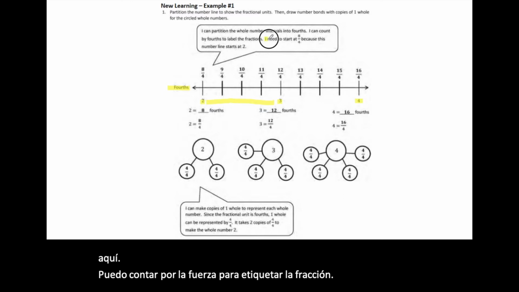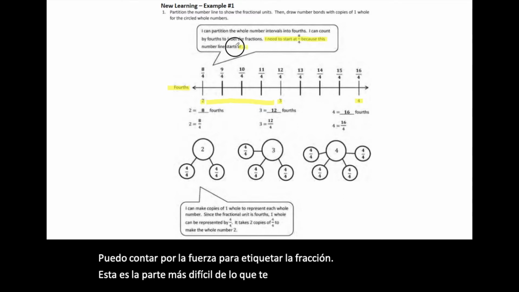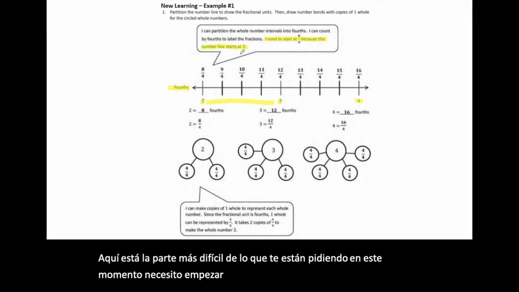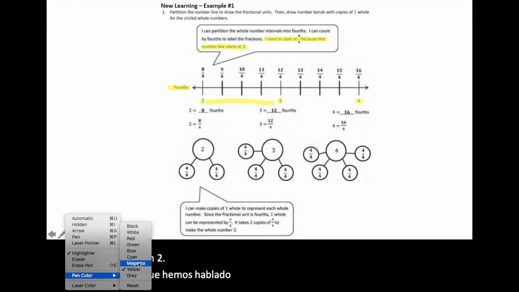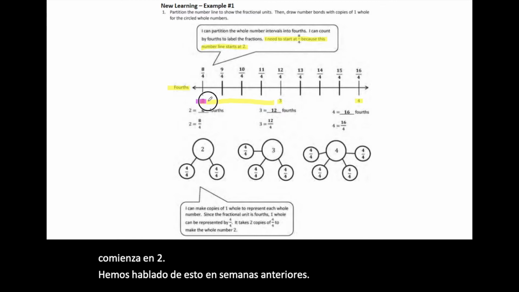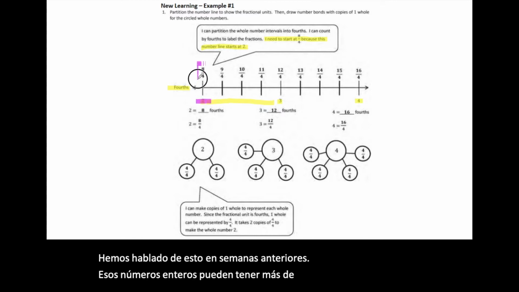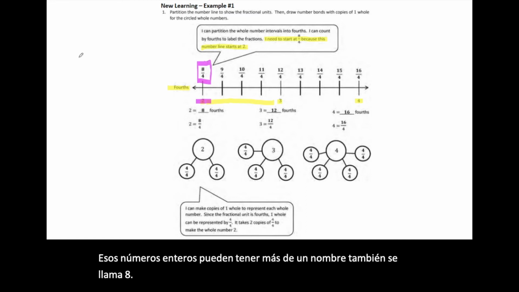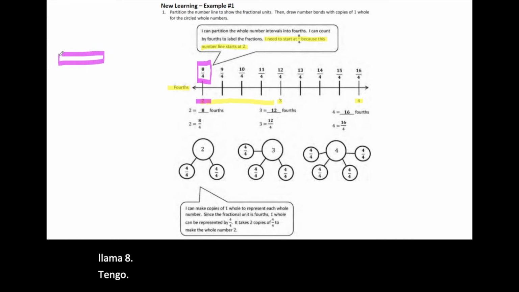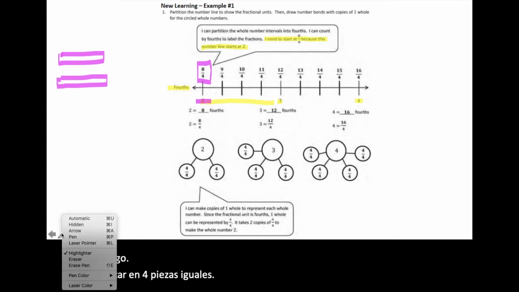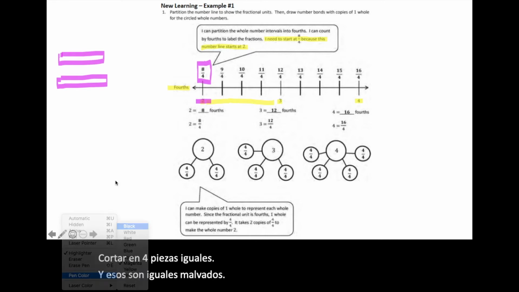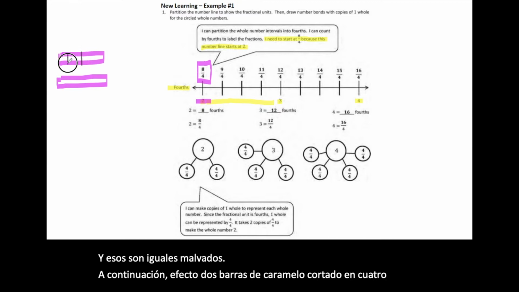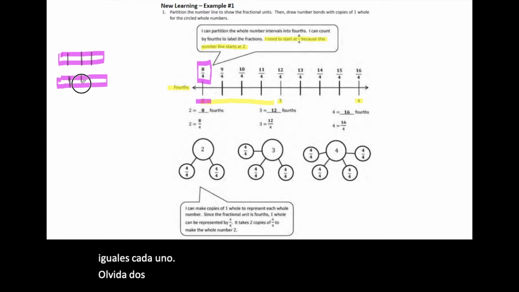Here's the trickiest part of what they're asking you right now. I need to start with 8/4 because this number line starts at 2. We've talked about this in previous weeks, that our whole numbers can have more than one name. 2 is also called 8/4. If I have 2 candy bars cut into 4 equal pieces each, pretend those are equal, to get 2 wholes, I need 8 pieces. So that's why 8/4 is the same as 2 wholes.